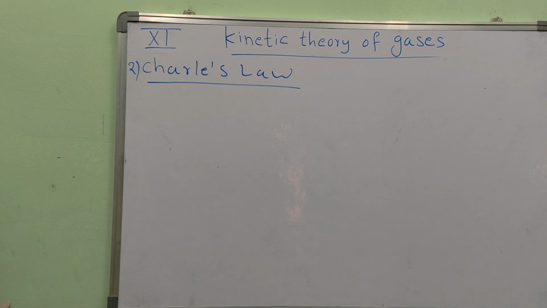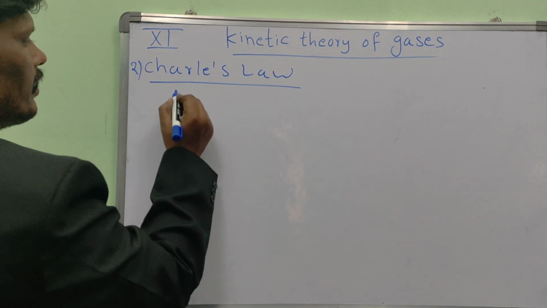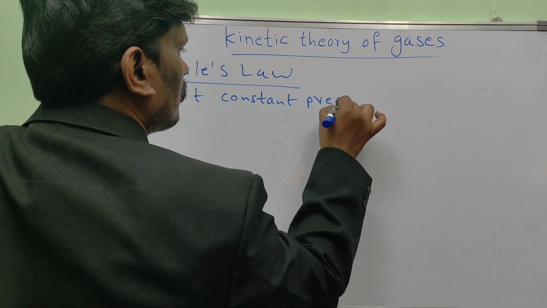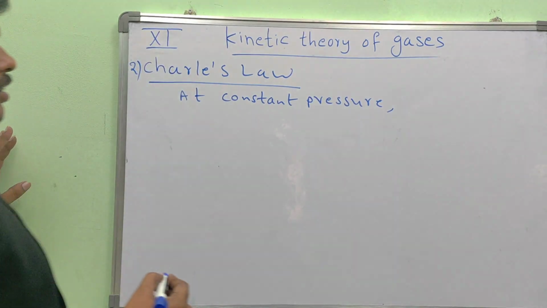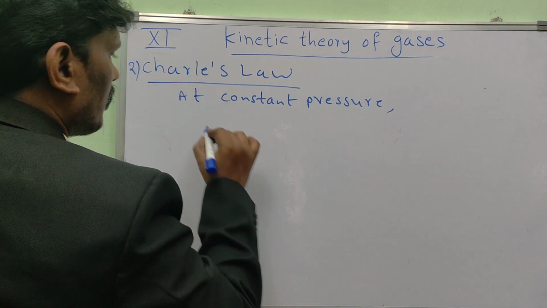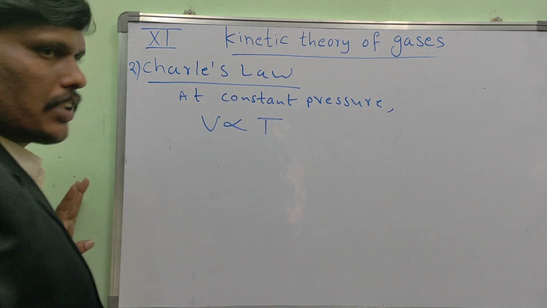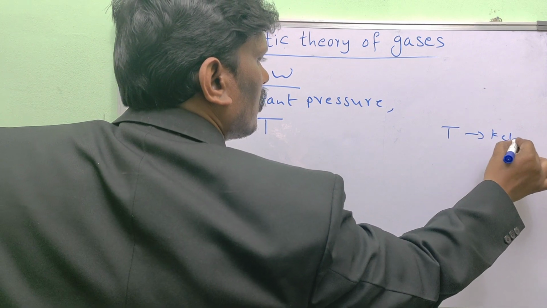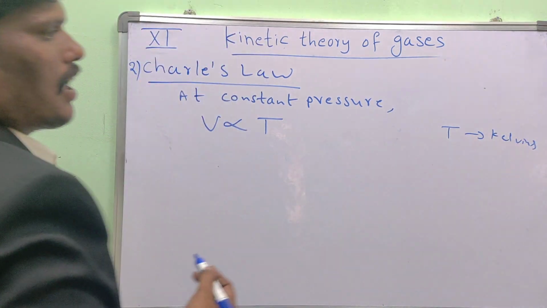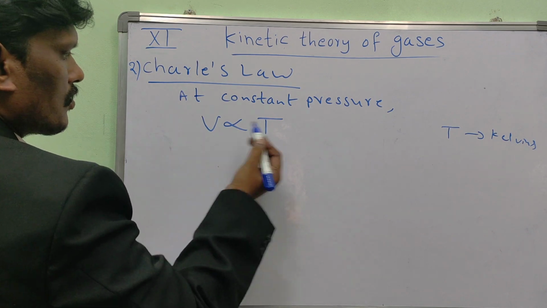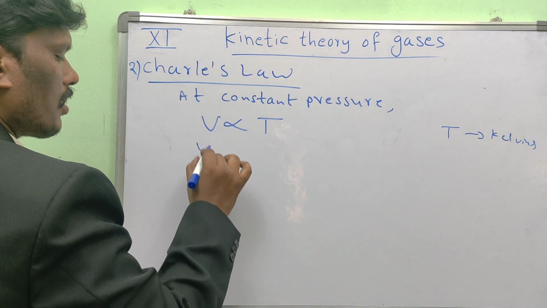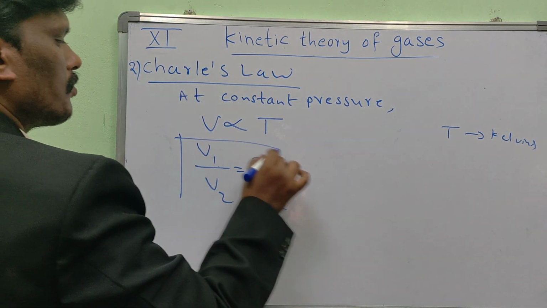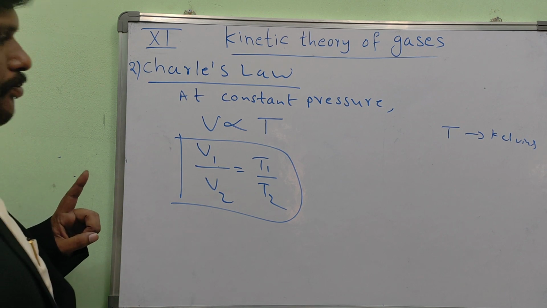Next one, Charles' law. Charles' law is at constant pressure. That means we need to keep the pressure constant. Then the volume of the gas is directly proportional to absolute temperature. Here temperature is measured in kelvins. That's why we call it absolute temperature. Since both are directly proportional, how to write the formula? V1 upon V2 is equal to T1 upon T2. This is one of the formulas we use to solve problems at constant pressure.